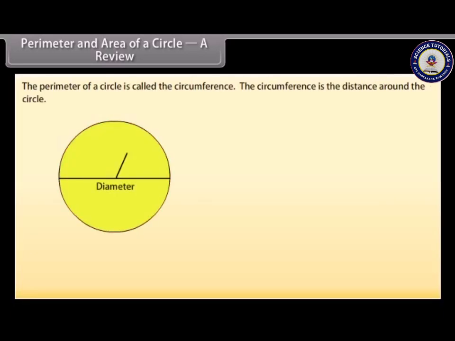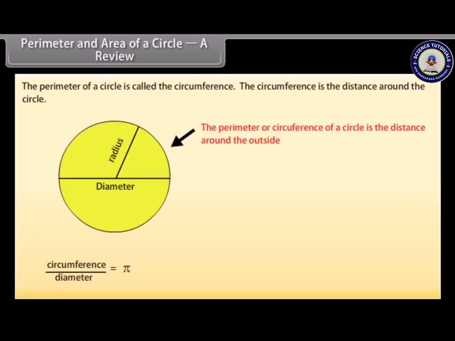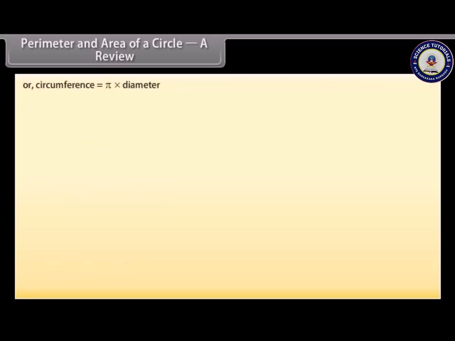Perimeter and area of a circle. A review. The perimeter of a circle is called the circumference. The circumference is the distance around the circle. The ratio of circumference with its diameter is constant. The constant ratio is denoted by pi, or circumference, which is equal to pi into diameter, which is equal to pi into 2r, where r is the radius of the circle, which equals 2 pi r.